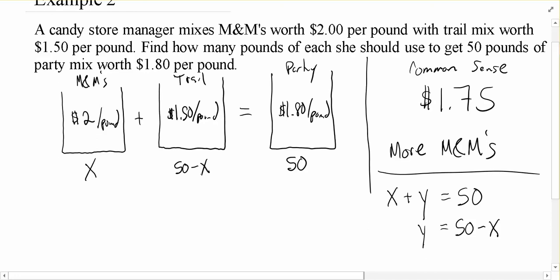And this should make sense if we start throwing some numbers into there. If I had 20 pounds of M&Ms, I would need 30 pounds of party mix. How'd I come up with 30? I did 50 minus 20. If I had 40 pounds of M&Ms, I would need 10 pounds of trail mix. Again, that comes from 50 minus the 40. So 50 minus X gets us how much trail mix we need.